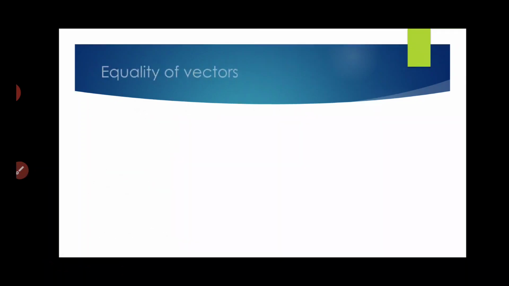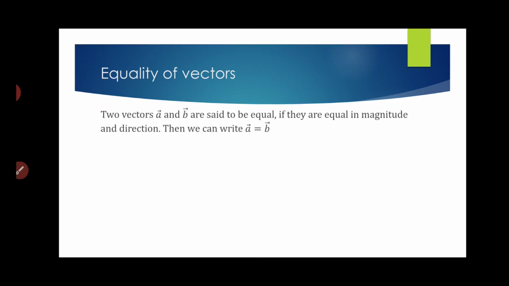Then let us move to the next part, that is equality of vectors. Now how do we say that two vectors are equal? Remember, a vector is not a quantity which has only one value. It has two different values: one is the magnitude, the other one is the direction. Therefore, to say that two vectors are equal, they have to be equal not only in magnitude but also in direction. If both are equal, then only we say that the vectors are equal.